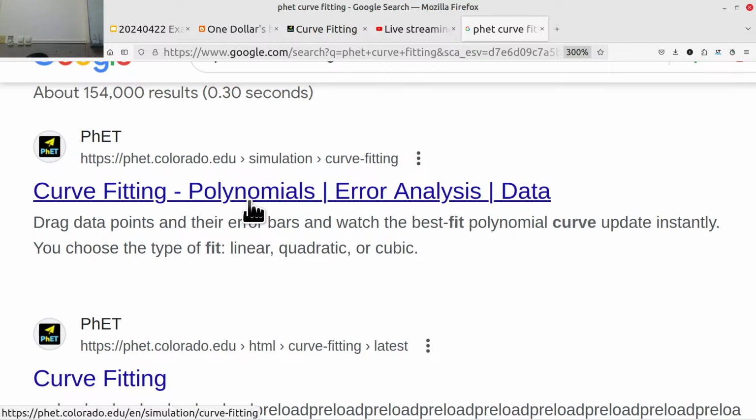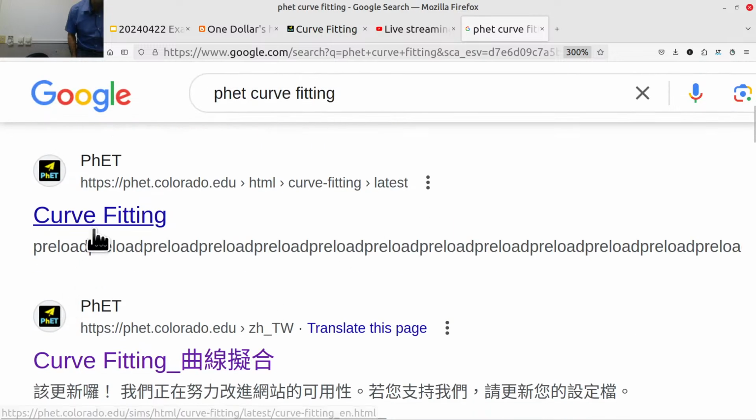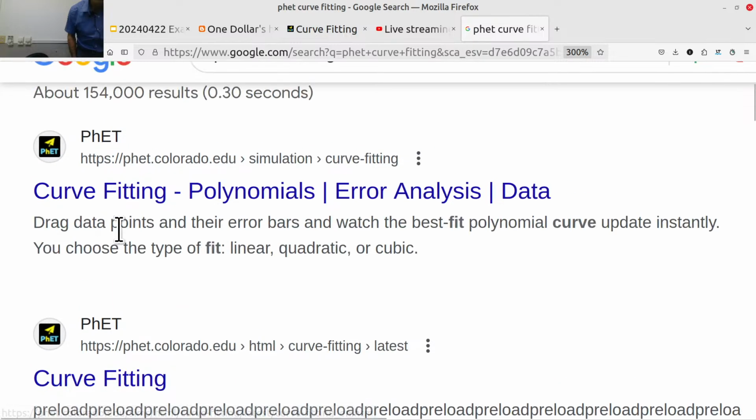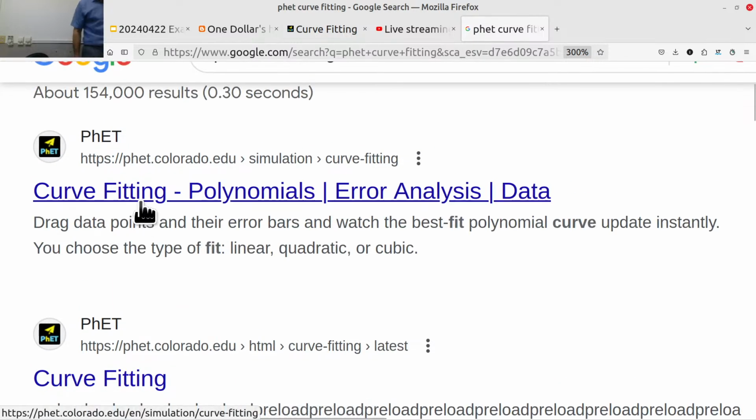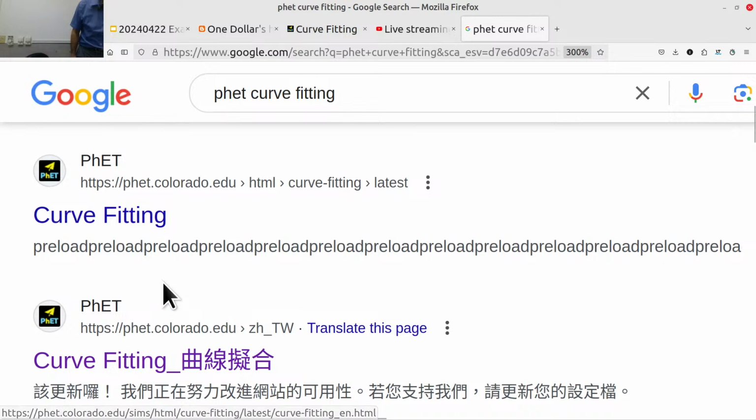Oh, okay. This one is a little bit complicated. You can use this one, curve fitting. It's easier. Okay. 1 minute, after that I will show you how to use this.